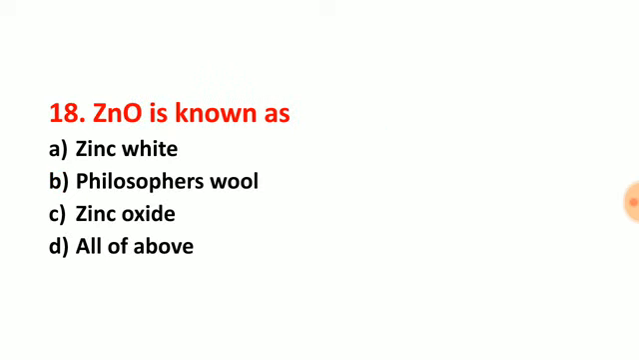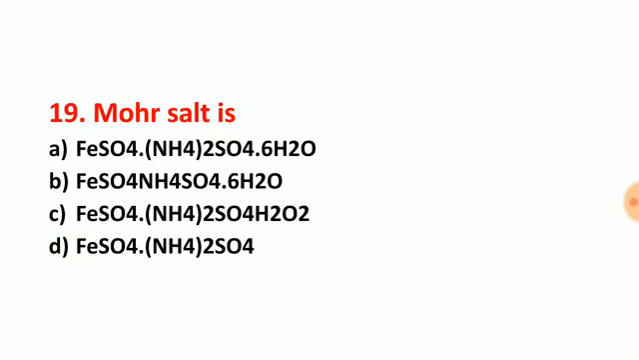Question number 18, ZnO is known as? ZnO is known as zinc white. ZnO is known as philosopher's wool. ZnO is known as zinc oxide. All of the above is the right answer for question number 18.